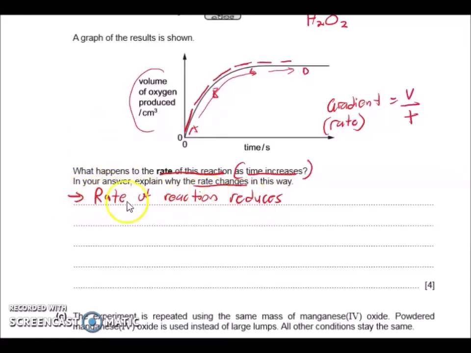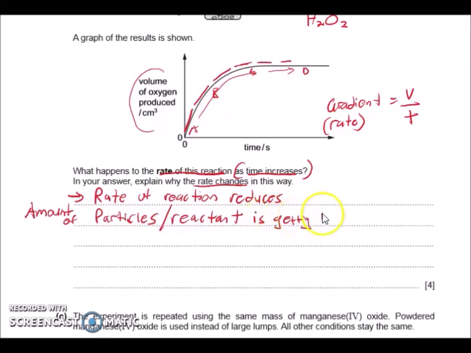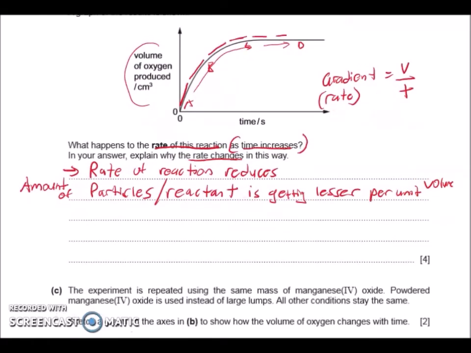And then we have, okay, why the rate of reaction is reduced is because the particles, okay, the particles here, or you can say the reactant, okay, the reactant. I would like to add up here, we can say amount of particles or reactant is getting lesser per unit volume. Okay, per unit volume. So I scroll a little bit up here. Okay, this is the second point here.